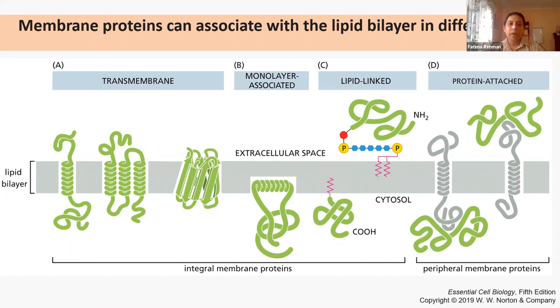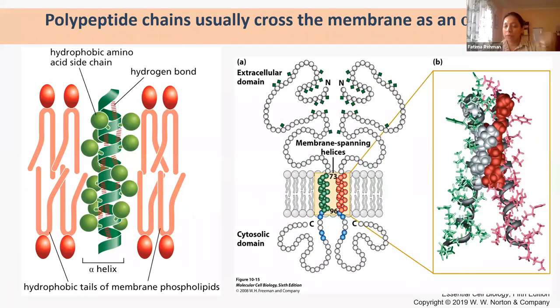Now, polypeptide chains or proteins, when they pass through the lipid membrane, obviously need areas of hydrophobicity. Otherwise, they won't be able to integrate into that highly hydrophobic area. And they do that because of the R groups present on these amino acids that are very hydrophobic in nature. Now, I'm actually going to go to the next slide.